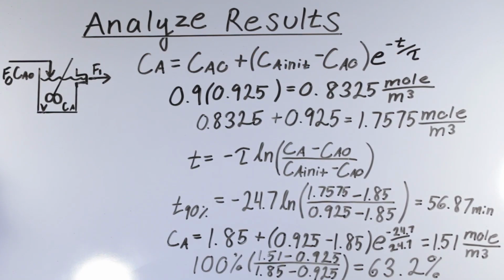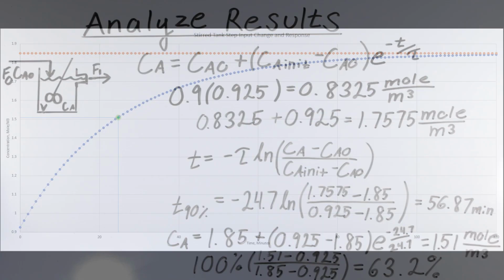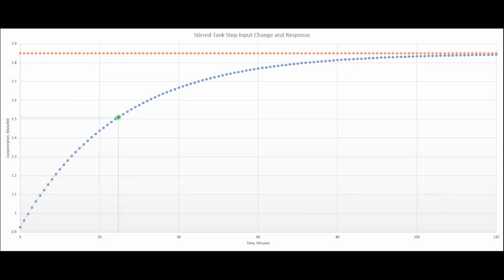Another interesting property is if we evaluate the concentration at time equals tau, we find that it equals 1.51 moles per meter cubed. Evaluating what percentage of the total range that 1.51 moles per meter cubed represents, we calculate that it equals 63.2% of the output range. Plotted on the graph, this is where that falls.